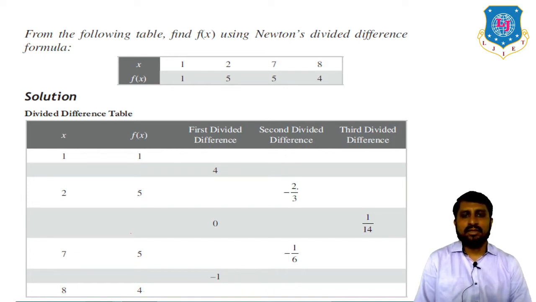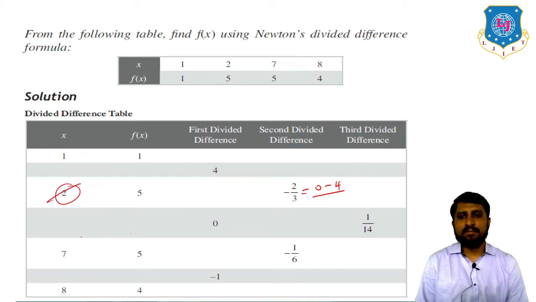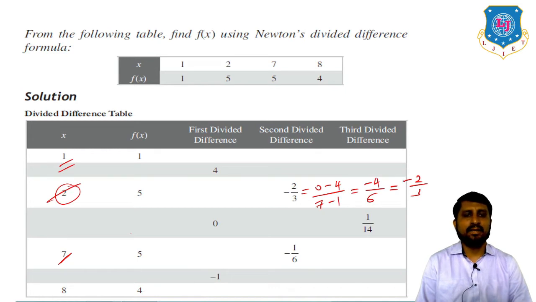Now, interesting: 0 minus 4. Try to understand this entry. This is nothing but 0 minus 4 upon, one entry you have to skip, in the denominator now you have 7 minus 1. So 7 minus 1. So minus 4 by 6, that's why this is minus 2 by 3.